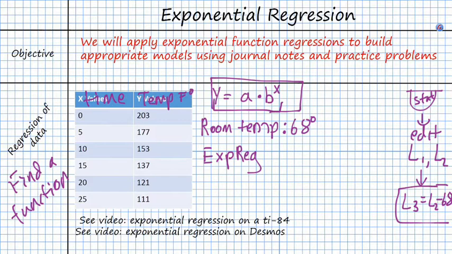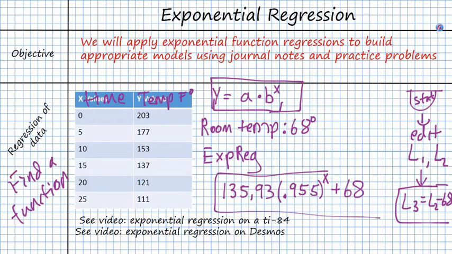So I use L1 and L3, and I get that my function here will be, it has a starting value of 135.93. It has a decay factor here of 0.955 to the x, and then I want to say plus 68 here at the end. And I'm doing that because my function that I started with has to be shifted back up to where its asymptote should be.